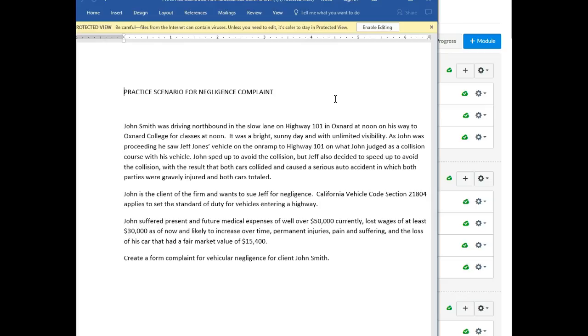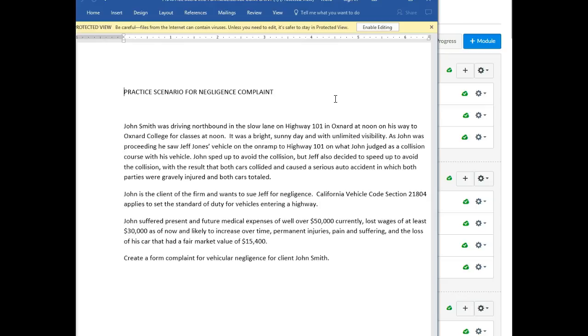But John sped up to avoid the collision, and Jeff also decided to speed up to avoid the collision, with the result that both cars collided and caused a serious auto accident in which both parties were gravely injured and both cars totaled. John is the client of the firm and wants to sue Jeff for negligence. California Vehicle Code Section 21804 applies to set the standard of duty for vehicles entering the highway.